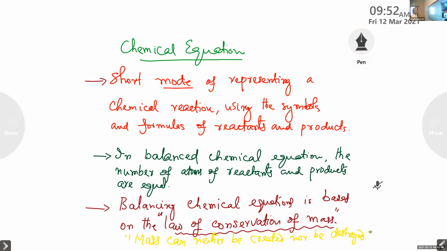Mass, M-A-S-S. Mass can neither, N-E-I-T-H-E-R, be created, C-R-E-A-T-E-D, nor, N-O-R. Neither, nor is the usage in English. Neither created nor be destroyed.